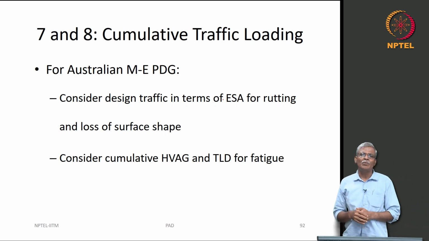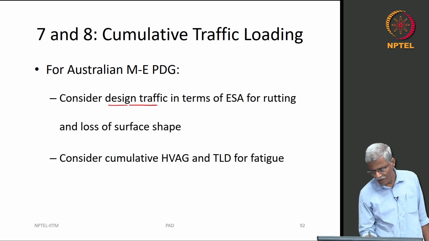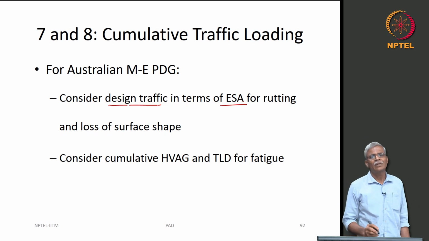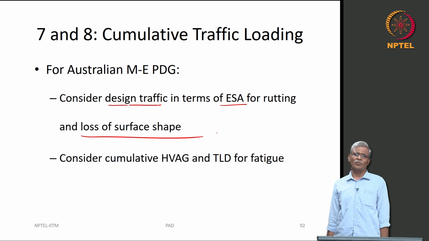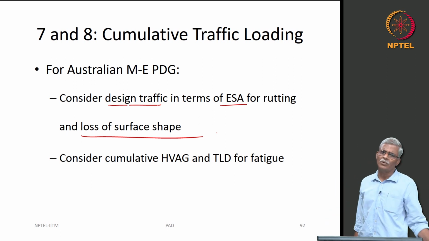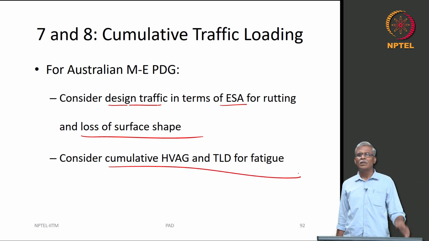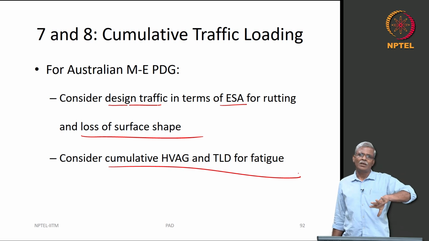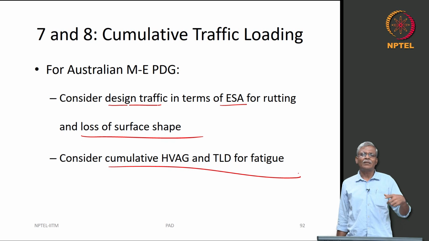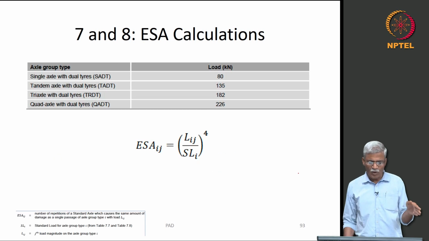So, for Australian MEPDG, now this is very interesting. You will consider the design traffic in terms of equivalent standard axle load for rutting and what they call as loss of surface shape. Okay. So, this is done only for the rutting and this is done for fatigue. So, that means the heavy vehicles and their associated repetitions are actually considered the traffic load distributions for fatigue, but for computing the rutting related thing you use the load equivalency factor. Okay. So, now I think it should be very clear how we are deviating.